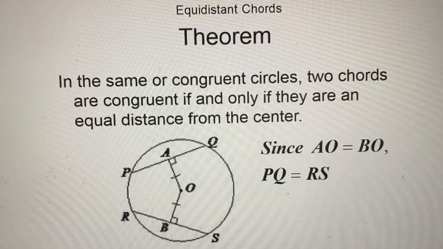Equidistant chords theorem: in the same or congruent circles, two chords are congruent if and only if they are an equal distance from the center.